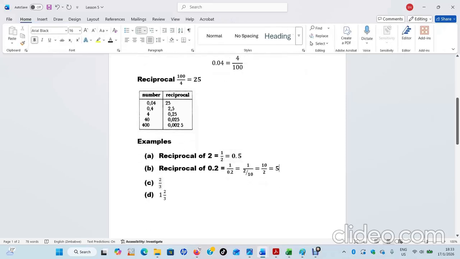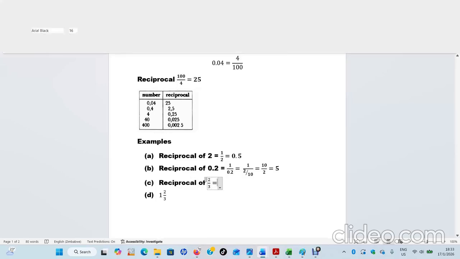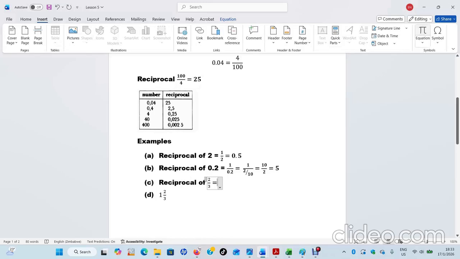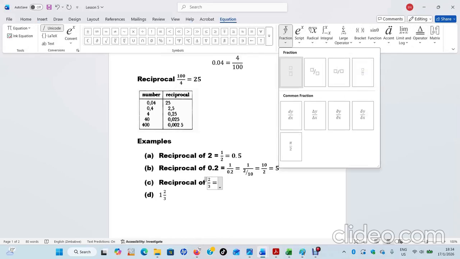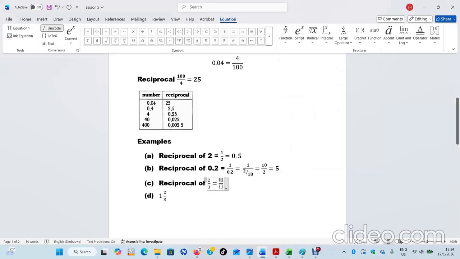Now let's look at the reciprocal of 2 over 3. We need to write reciprocal of 2 over 3 is equal to, the same as what we were doing last time, the reciprocal of a fraction in the previous example. So it becomes 3 over 2, or it's 1 over 2 over 3, which is 3 over 2.